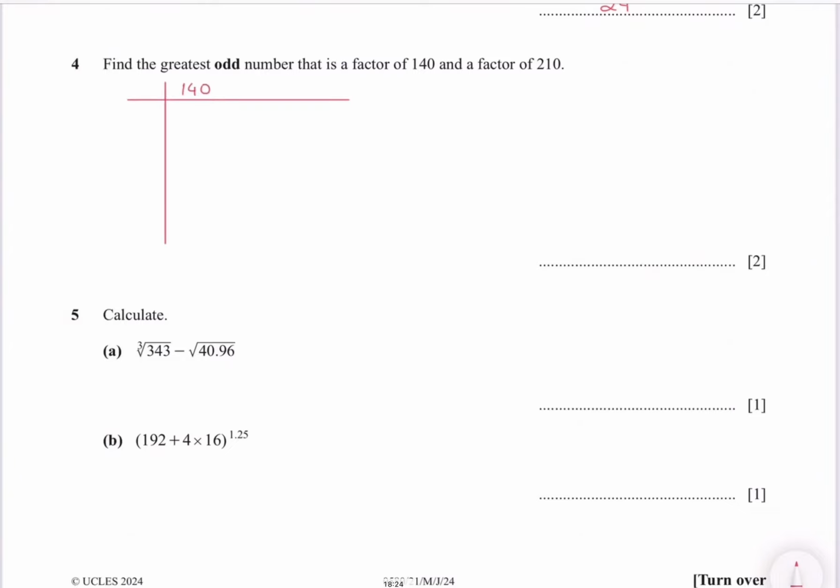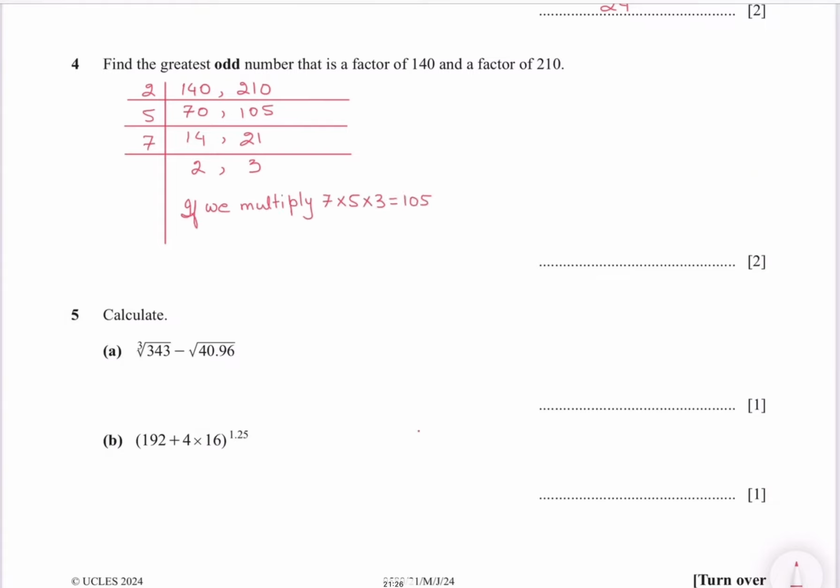So 140 and 210. Divided by 2, you get 70 and 105. Then divided by 5, you get 14 and 21. Divided by 7, you get 2 and 3. Now stop here, and 2 and 3 will not be counted because we are calculating the HCF. So if we pick the odd numbers, 5, 7 and 3, and multiply these three numbers, we get 105.